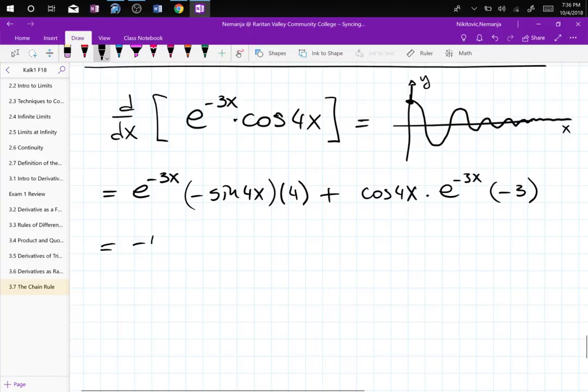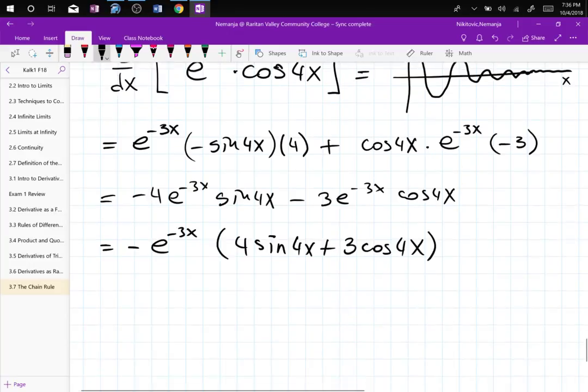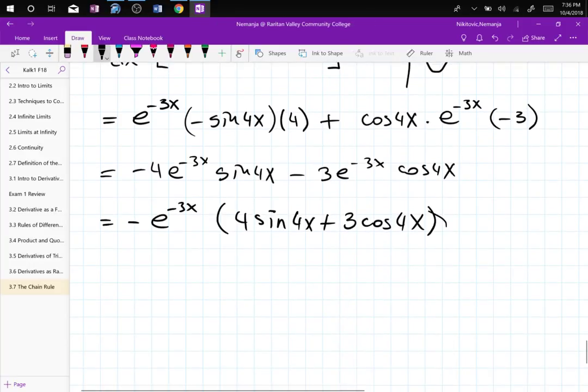So now we have negative 4e to the negative 3x sine 4x minus 3e to the negative 3x cosine 4x. We can kick out the negative sign and e to the negative 3x, which leaves us with 4 sine 4x plus 3 cosine 4x. There are further mathematical manipulations you can do to combine this into a single term, but whatever.